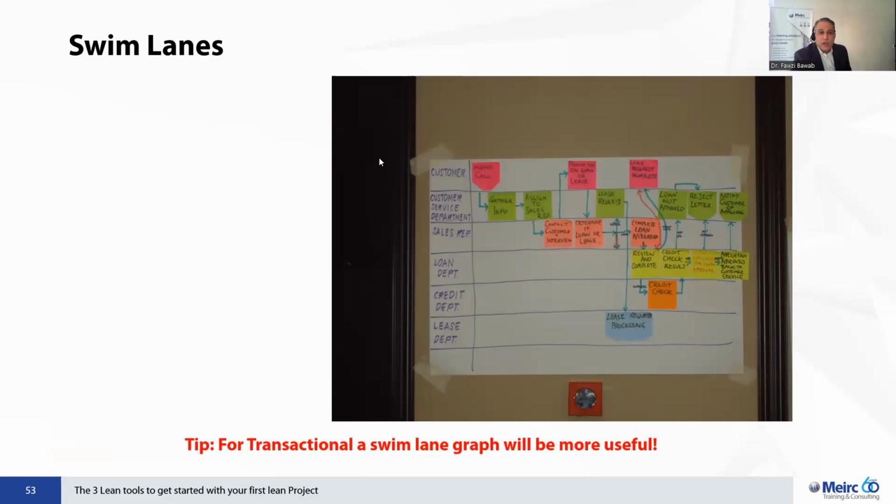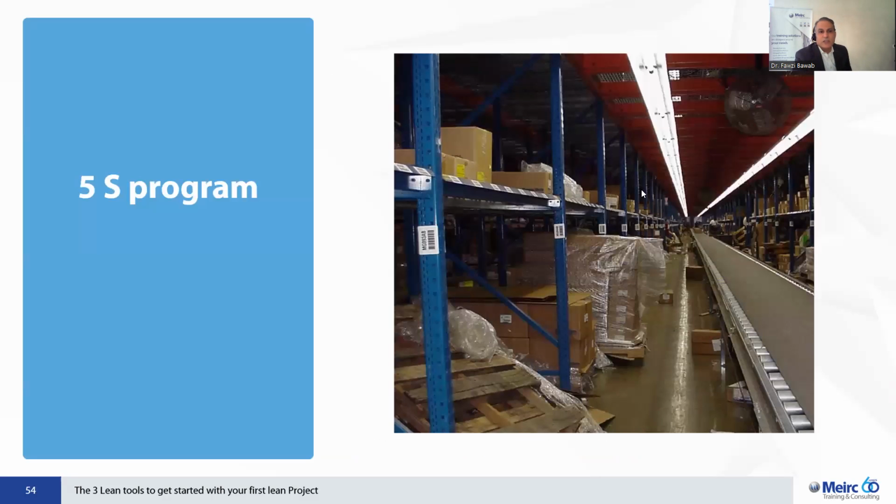Swim lanes, as we said, can be used with transactional, with service oriented processes as well. Another famous tool, maybe you've run into it in the past, is called the 5S program, which is a nice tool that can be implemented at your home, on your desktop, on your computer, in your office. And it is basically a tool to help us organize our workplace.